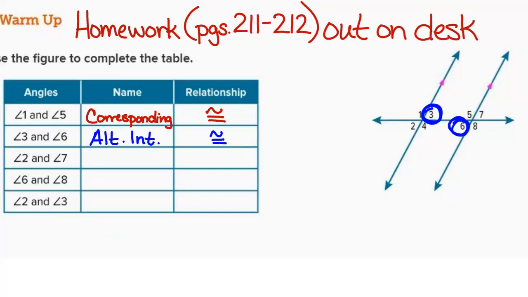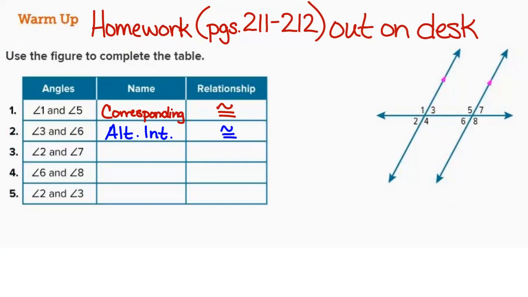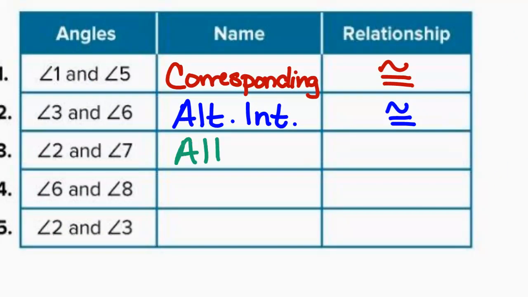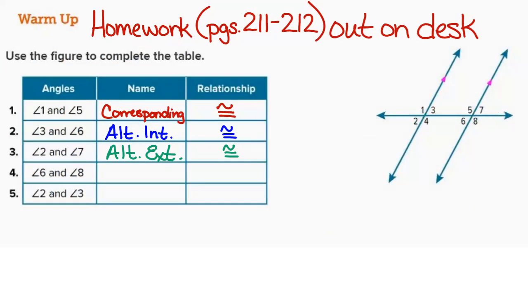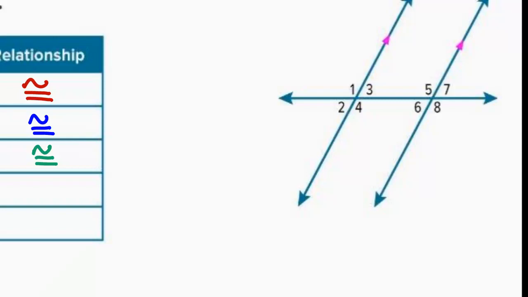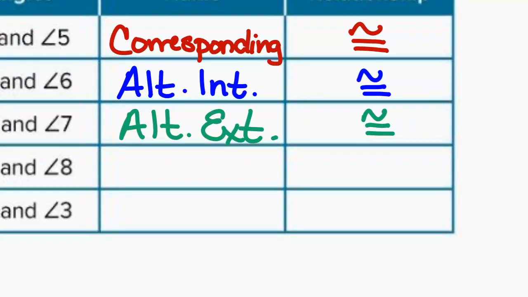All right, then angles 2 and 7. Angle 2 is here. Angle 7 is over here. Alternate, yes, alternate exterior. What's their relationship? Congruent. Angles 6 and 8, these two right here. What would we call that pair? A linear pair.